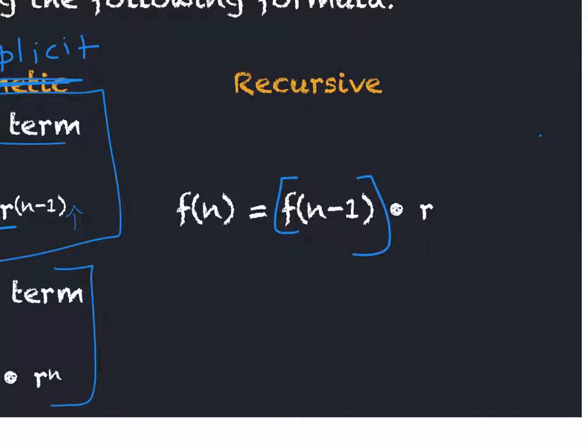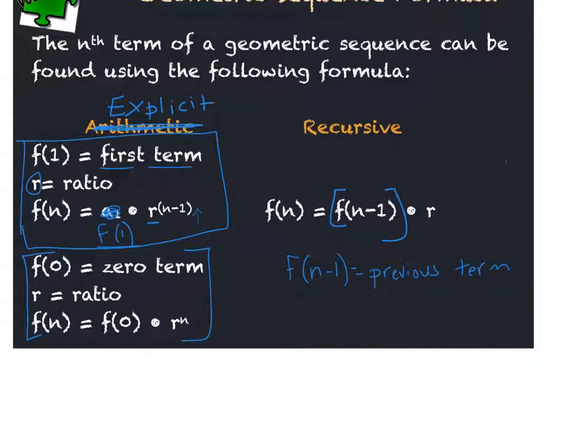And then recursive is f of n minus 1, which means previous term, times your common ratio. Now, the recursive rule for an arithmetic sequence is very similar, except instead of multiplication it was addition, and instead of r you had the d there. So go ahead and write this down. We're going to use them in just a moment.